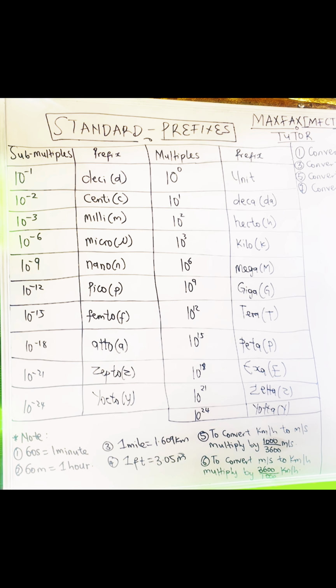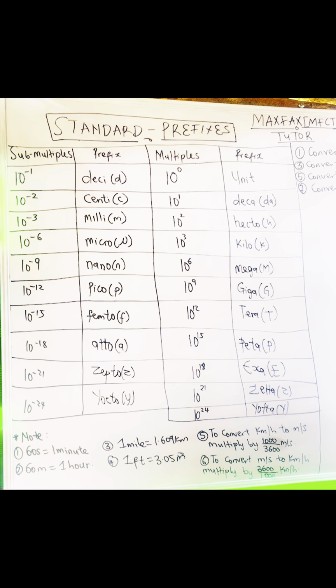The first one is 10 to the power minus 1. That one is deci. 10 to the power minus 2, centi. 10 to the power minus 3, milli. 10 to the power minus 6, micro. 10 to the power minus 9, nano. 10 to the power minus 12, pico. 10 to the power minus 15, femto. 10 to the power minus 18, atto. 10 to the power minus 21, zepto. 10 to the power minus 24, yocto.